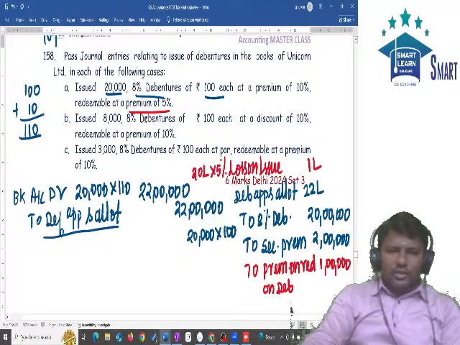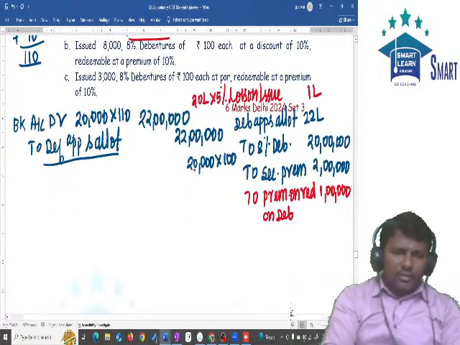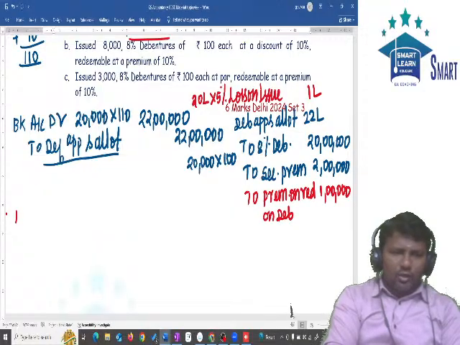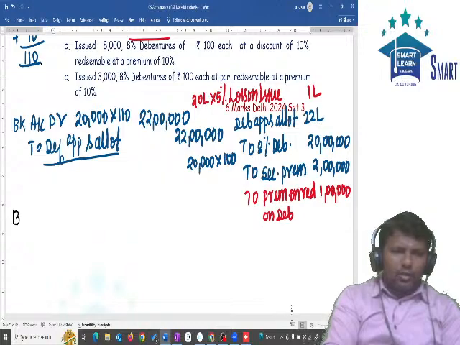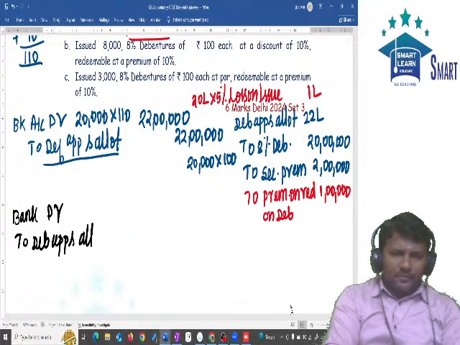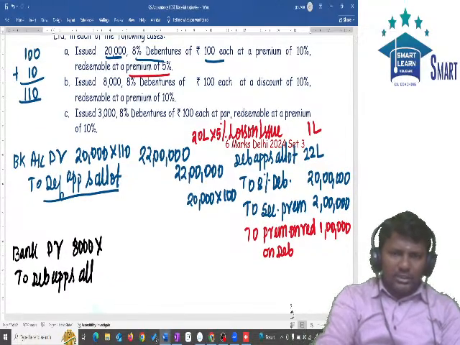8,000 debentures are issued at a discount of 10 percentage. So, how to calculate this? First entry, bank account debit. Second scenario, bank account debit to debenture application and allotment. How many number of debentures? 8,000 is the number of debentures into what is the discount?